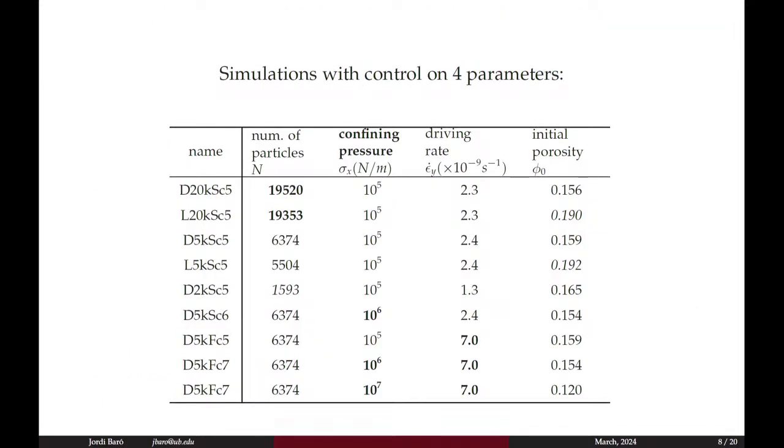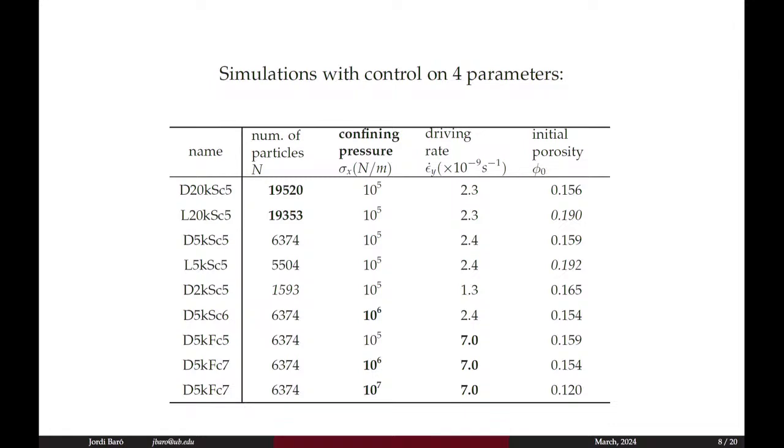Okay. So what we will do is to play with the parameters. Basically we control four different parameters. One of them is the size of the sample, the number of particles, which will be quite trivial. It's just a scaling relation with the results, right? Here is the initial porosity. This is what defines whether we are in a dense or loose assembly, let's say, at the beginning.